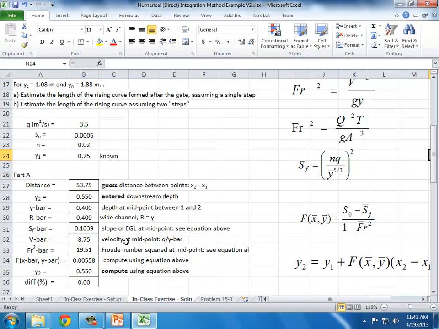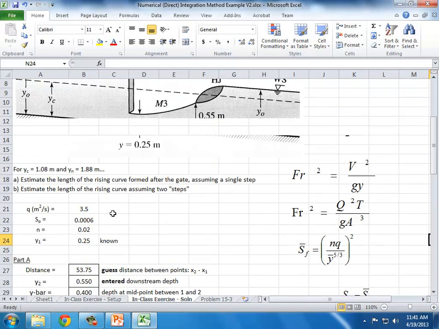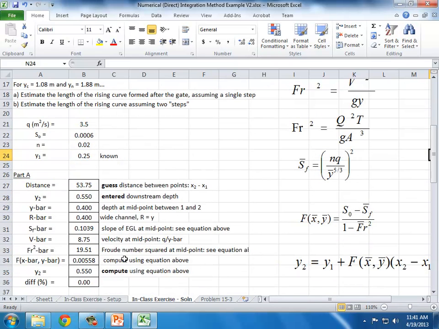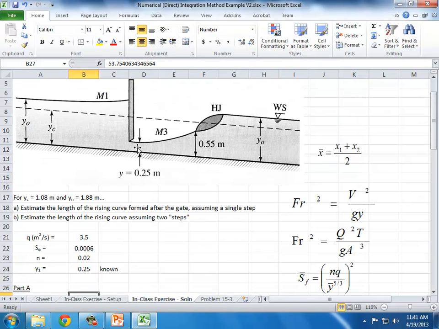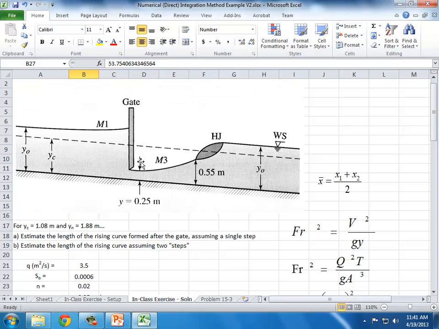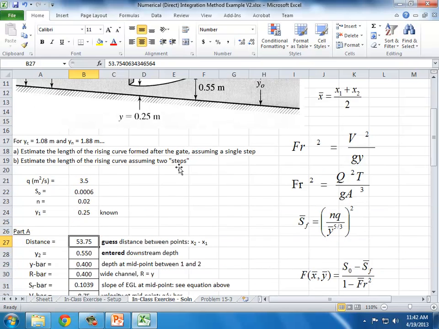So in part A, if we do that curve in a single step, we're going from 0.25 to 0.55, we find that the length will be 53.75. That is the distance required for it to increase the depth up to there. If this is a really curved surface, then it's not good for us to approximate it as a line, and we should break it up into more pieces. And so sometimes the question arises: how many steps should you have for a water surface profile? And there's no hard and fast rule.